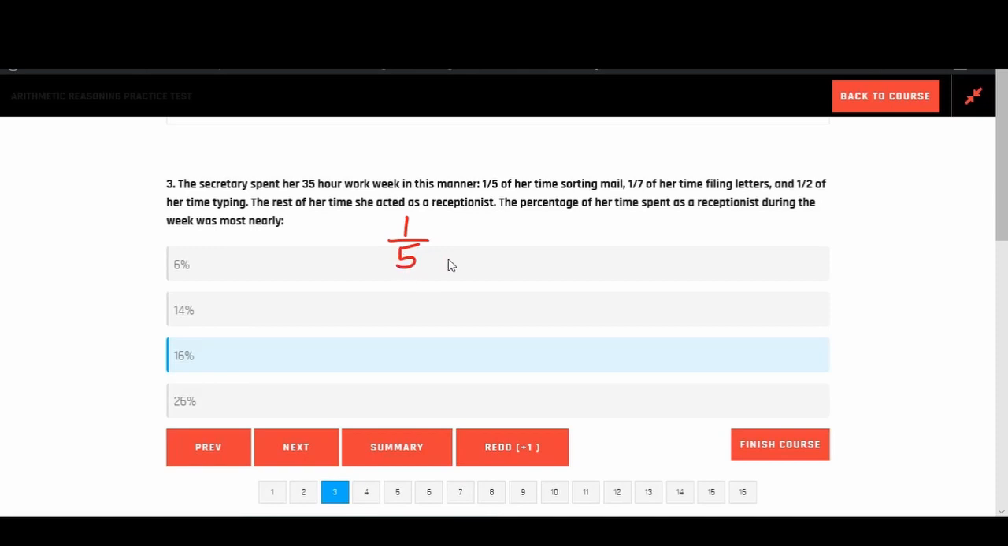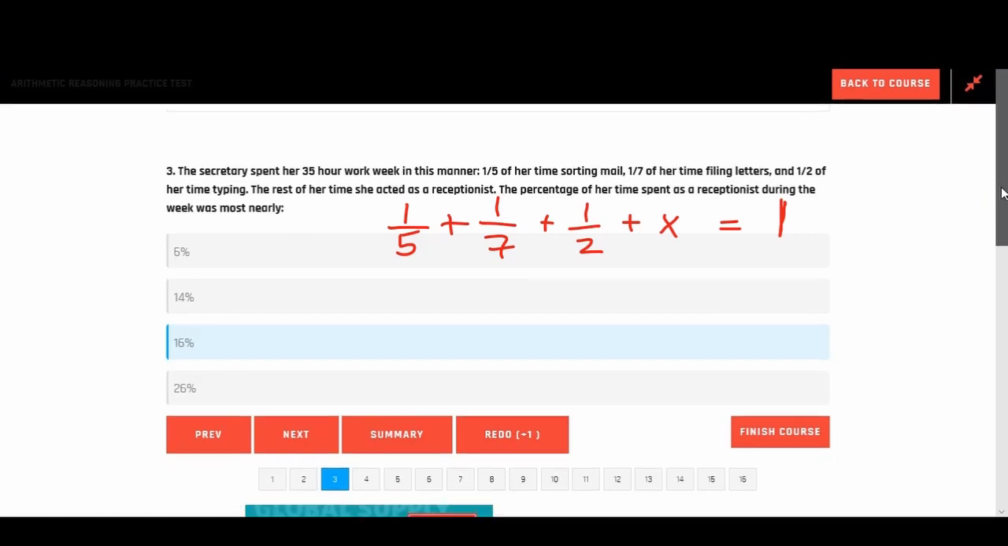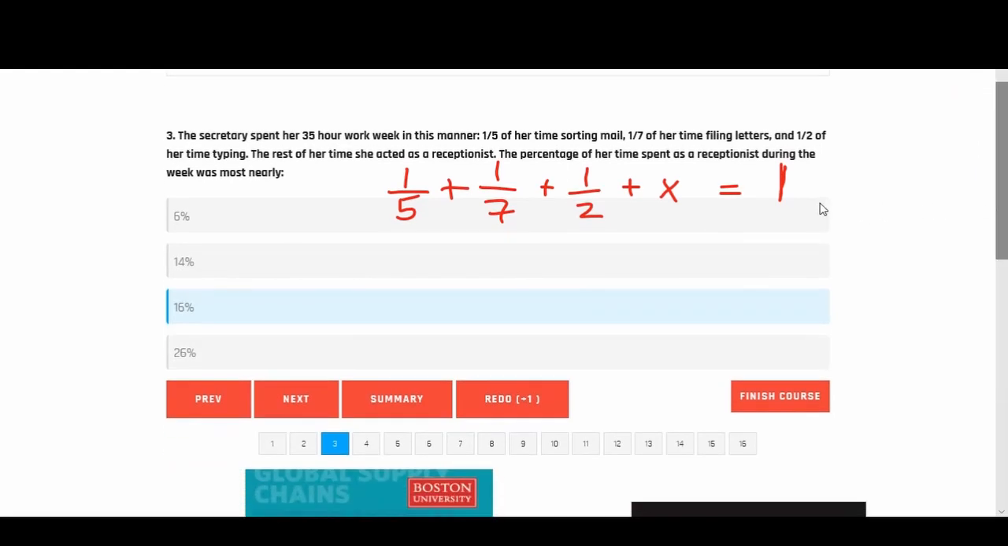so we know she did 1/5 sorting mail, plus 1/7 filing letters, plus 1/2 typing, which sounds like fun. And then she spent the remaining time as a receptionist, so I'm going to represent that as X. And we know that her total time can be represented as the whole number 1. So in this case, we have to add fractions, and since all these denominators are different, we have to make all the denominators the same.